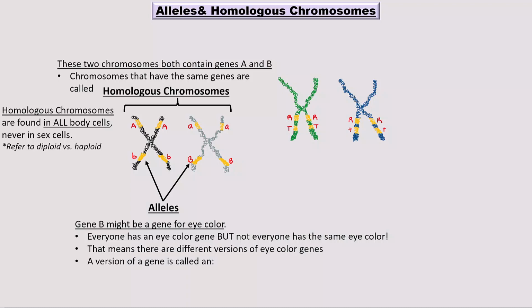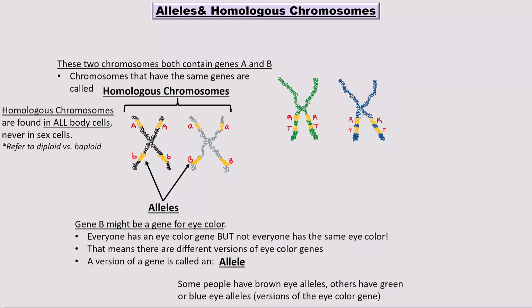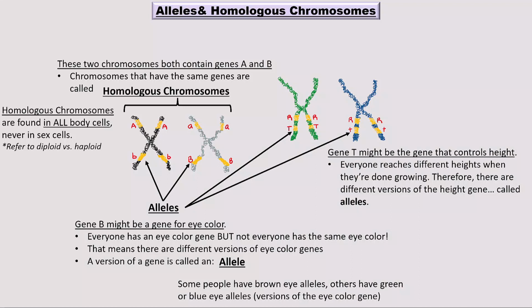So gene B, for example, might be the gene for eye color, or one of the genes for eye color. Everyone has eye color, but not everybody has the same eye color. This means there are different versions of the eye color gene. A version of a gene is called an allele. Over here, too, on the other side, we could see gene T. There's two different types of T. Both chromosomes have gene T, but one has an uppercase T, one has a lowercase.